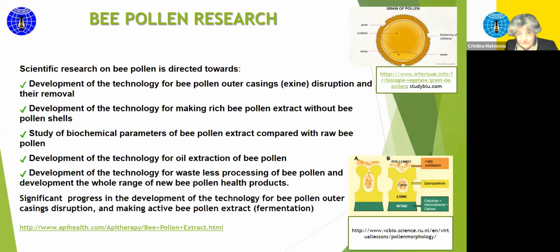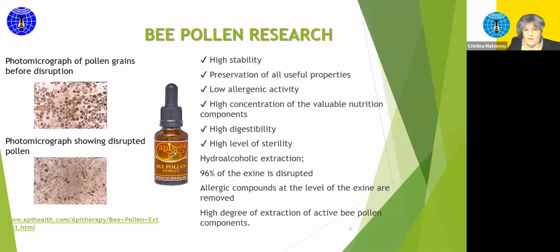There are also significant progresses made in the development of the technology for the exine disruption. And one of the methods that will be specified is the fermentation with different agents. So if we obtain such a pollen extract in which the outer wall is disrupted, we can have a high stability, a preservation of all useful properties.